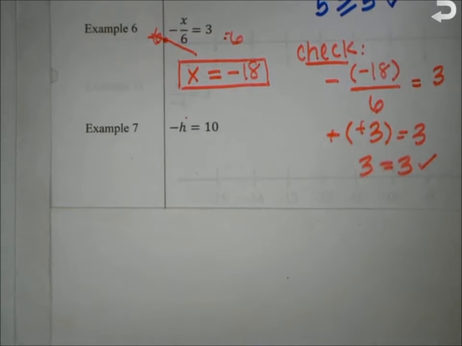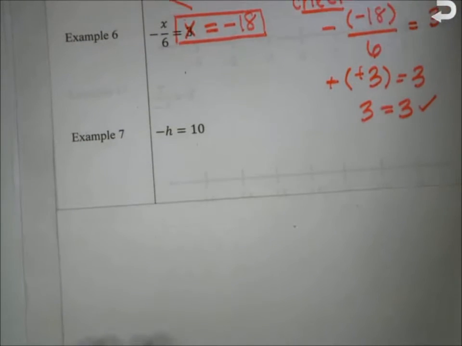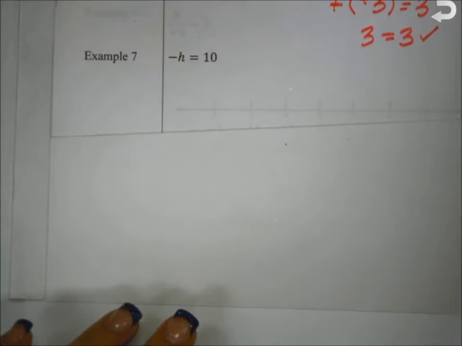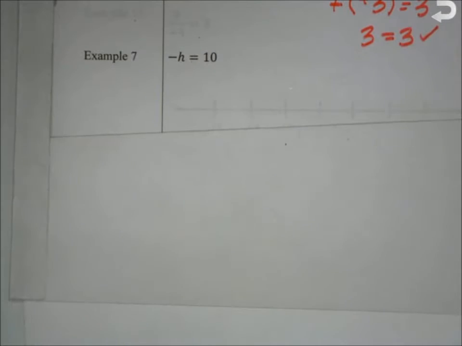Negative h equals positive 10. There is no number in front of h. Does anybody know what happens if there's no number in front of h? Jacob? We put a 1. That's exactly right. There is an invisible 1 there. So we have in front of h an invisible 1.